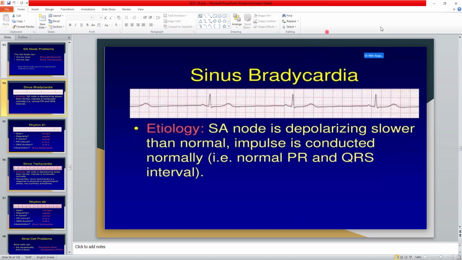Sinus bradycardia. Here the sinoatrial node is depolarizing slower than normal. So the impulse is conducting slowly but in the normal conduction pathway.